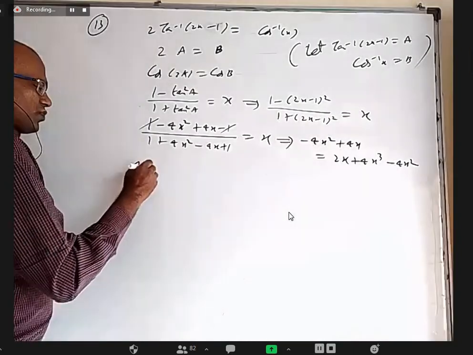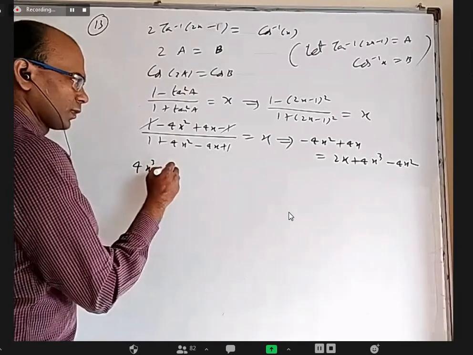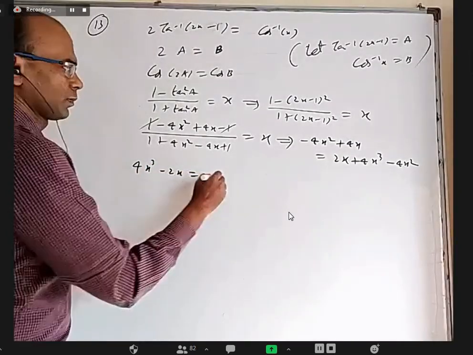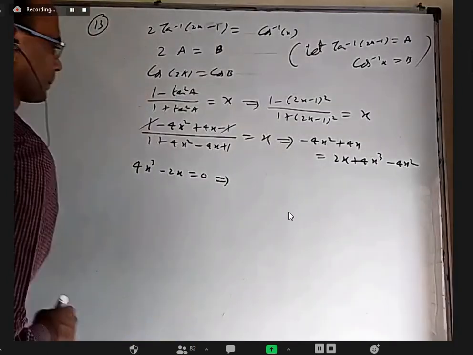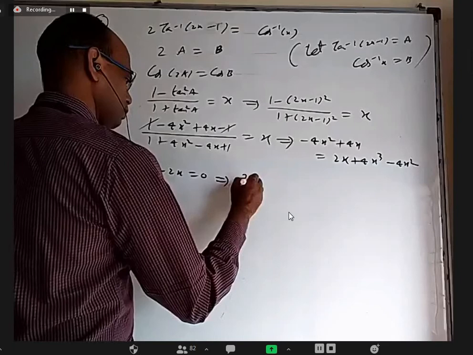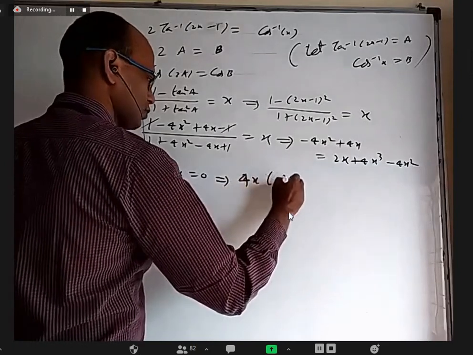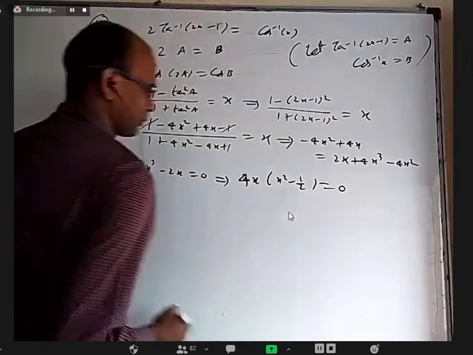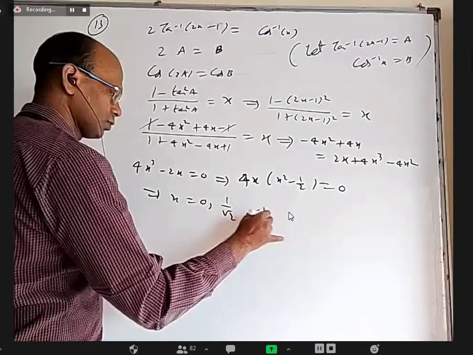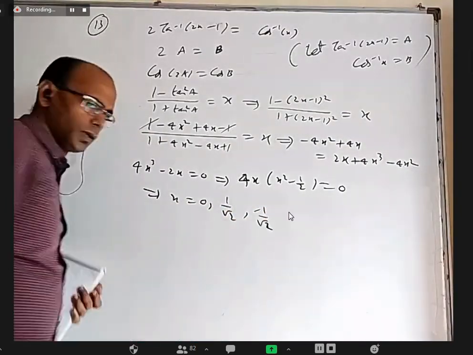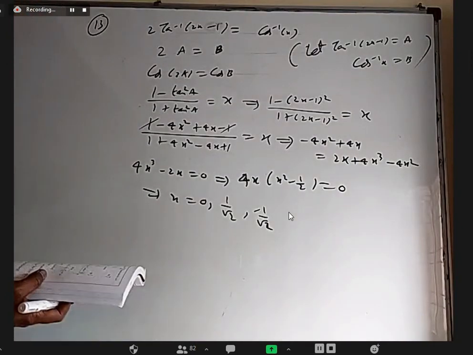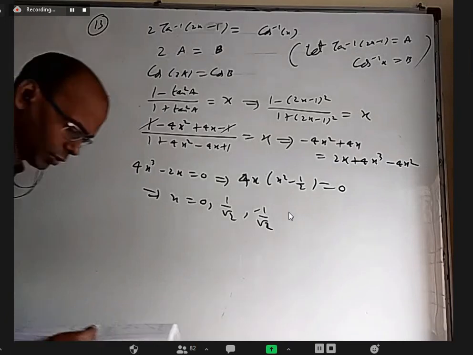Okay, so this is 4x cube minus 4x square got cancelled, minus 2x equal to 0. Taking 4x common, it is x square minus half equal to 0. So you'll get x equal to 0, plus 1 by root 2, minus 1 by root 2. 3 values, all are fine. When I put 0, principal values don't match, so 0 is not okay.